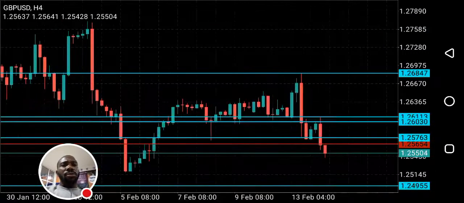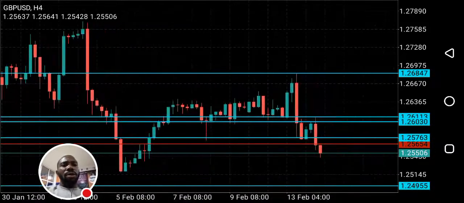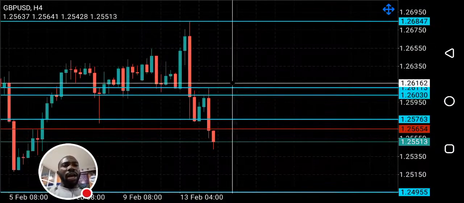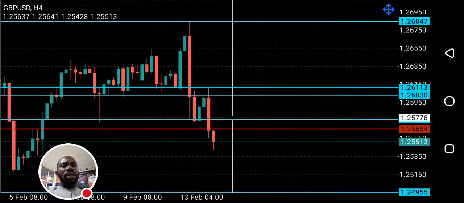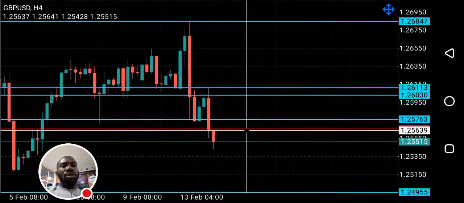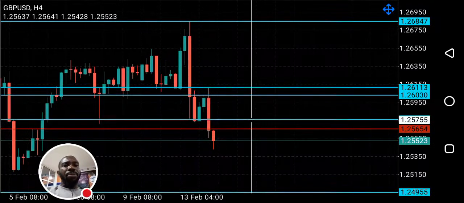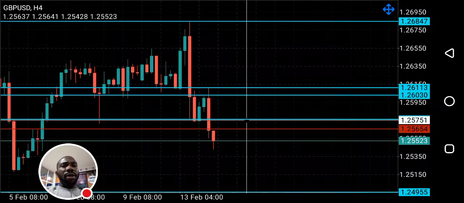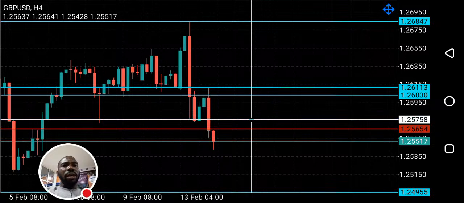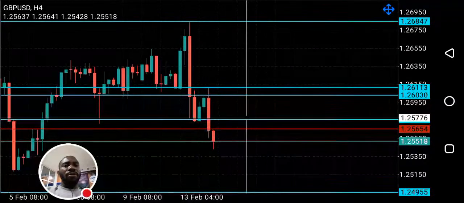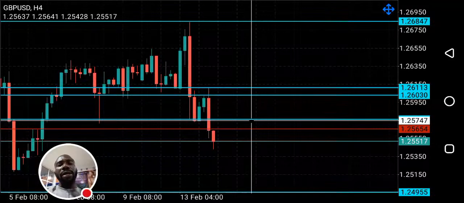Okay, so on the 4 hour, if a candle closes above this high, this will be my entry for GBP USD. This is where I will consider buying GBP USD. If a candle closes above this level, that's when I will buy GBP USD.